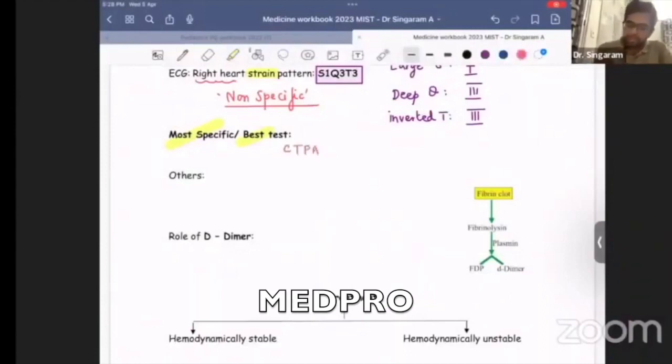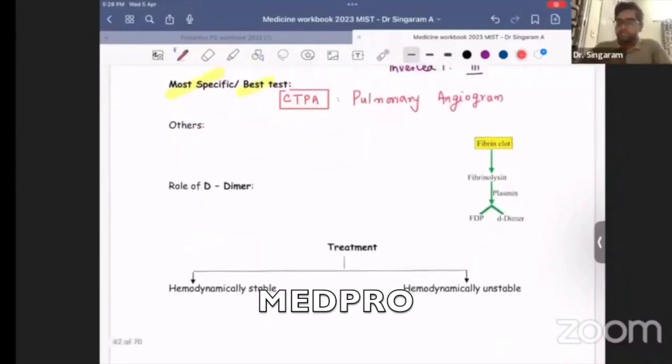What is that? CT is computed tomography. And what is this PA? PA stands for pulmonary angiogram. It is CT pulmonary angiogram, which would be the best investigation. So computed tomography with pulmonary angiogram will be the investigation of choice. CTPA is the investigation of choice. It is a repeatedly asked question. I'm putting a lot of cues there. So many times it has been asked in the exams.